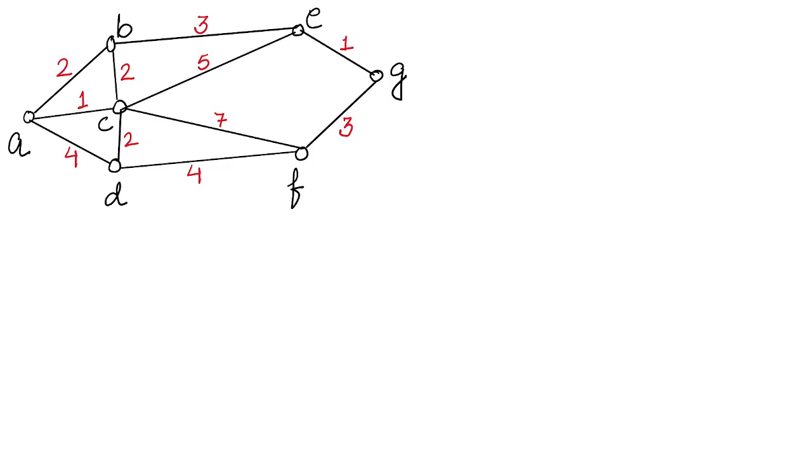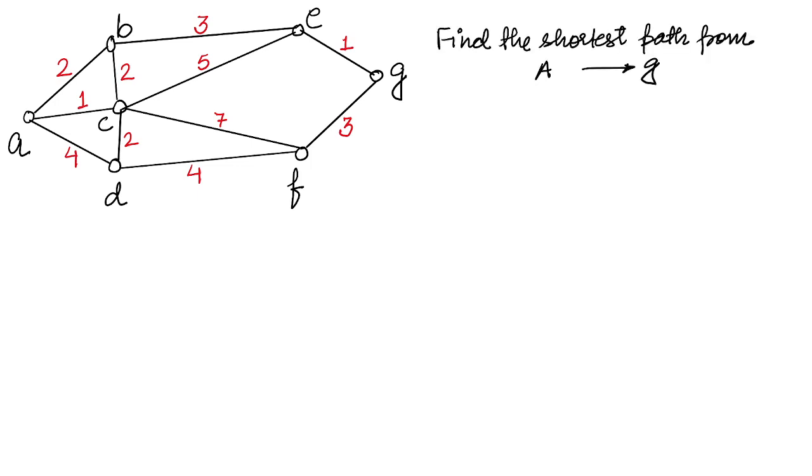So let us consider a graph. In this particular graph, there are 1, 2, 3, 4, 5, 6, 7 vertices, and these vertices are connected via edges, and these edges are nothing but weighted edges. So some weight is assigned to every edge. And the task is to find the shortest path from A to G.